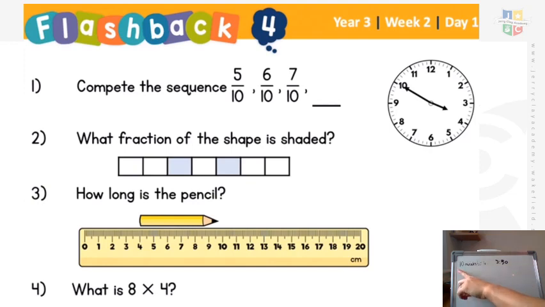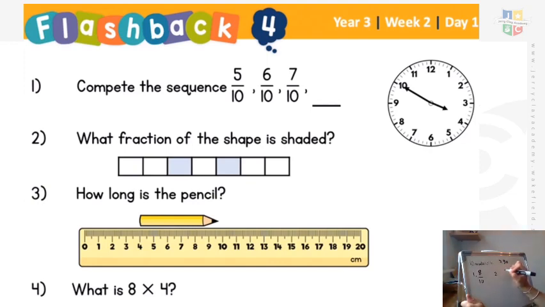We could have also, if it is 10 minutes to, I know there are 60 minutes in an hour, so if I take off 10 from 60, I would have 50. Okay, let's have a look at number 1 then. Number 1, complete the sequence. 5/10, 6/10, 7/10. Your answer should have been 8/10, because if we have a look, the denominator is not changing, it is just the numerator that is counting up, so I will have the same denominator and my next number after 7 is 8.